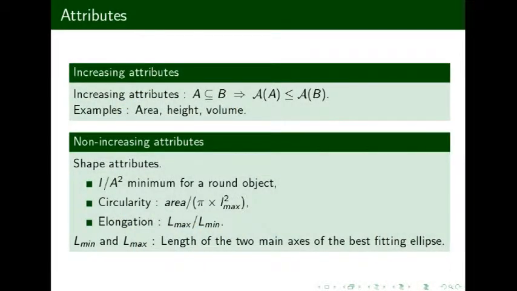And these three attributes are increasing, in the sense that if the connected component is included in another component, the attribute of the first one is lower than the attribute of the second one. But unfortunately, most shape attributes don't have this property.